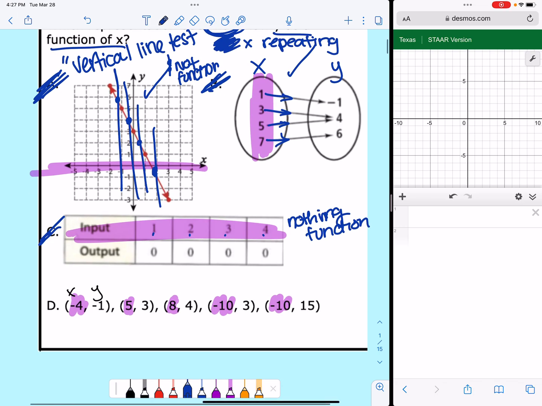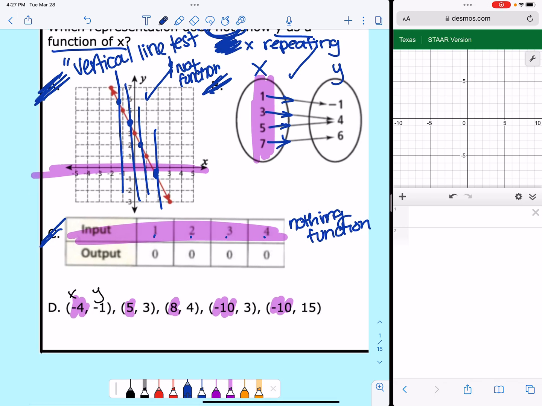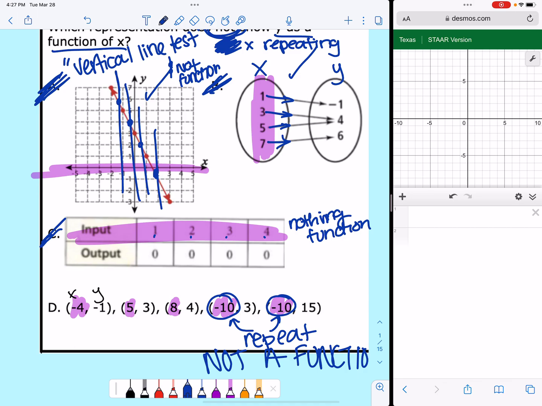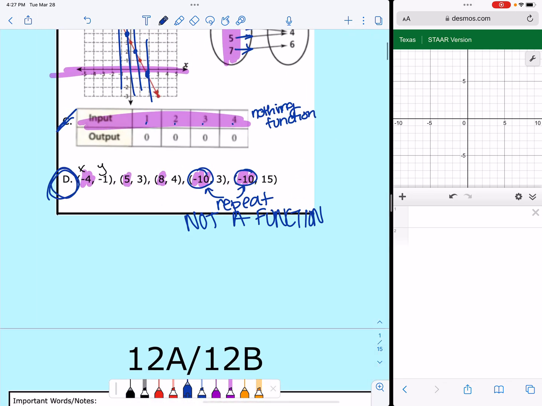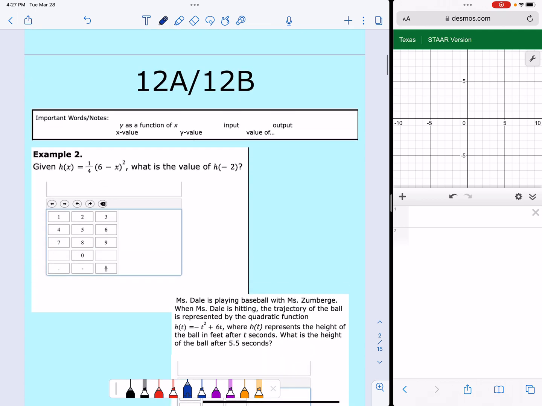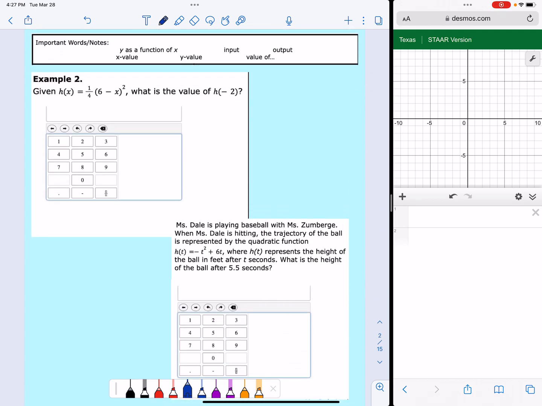So now let's look at D. You have negative 4, 5, 8, negative 10, negative 10. Negative 10, negative 10, repeat. So this is not a function. If it repeats, it is not a function. So our answer would be D. My bad. Let's check out the next example. These are some of the easiest questions, and they're great.